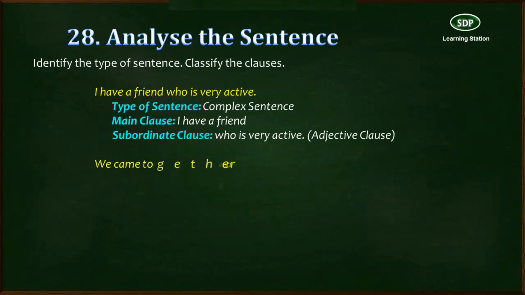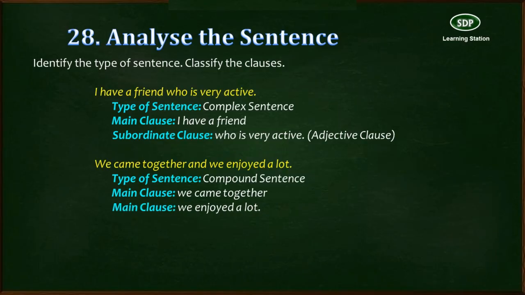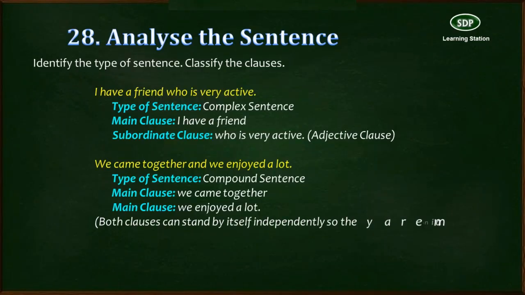We came together and we enjoyed a lot. Type of sentence is compound sentence. Main clause is we came together. Main clause is we enjoyed a lot. Here, both clauses can stand by themselves independently, so they are main clauses.